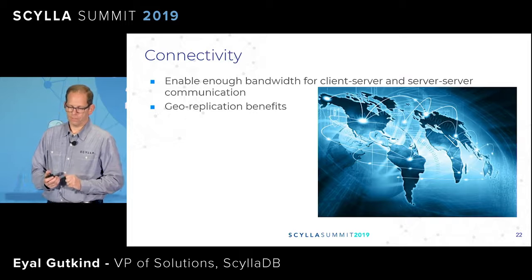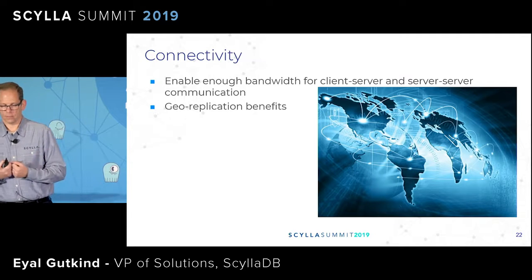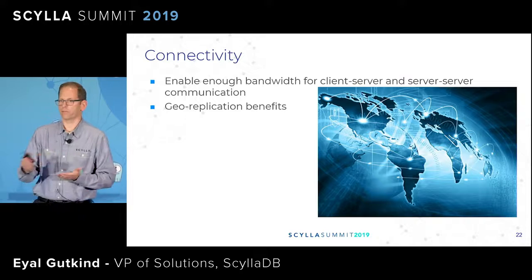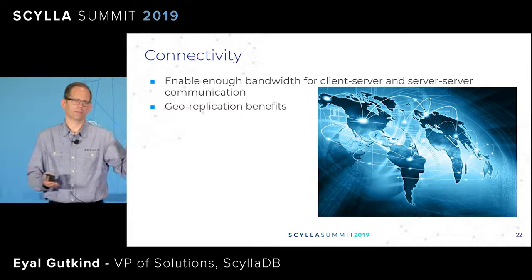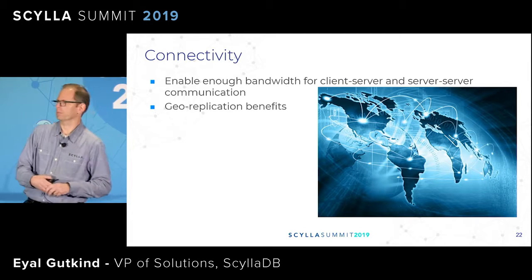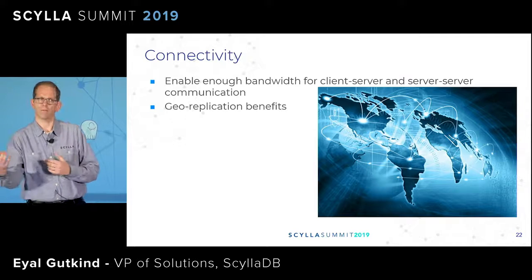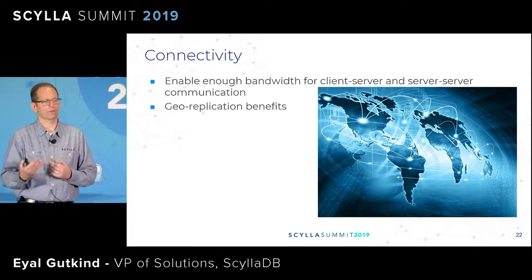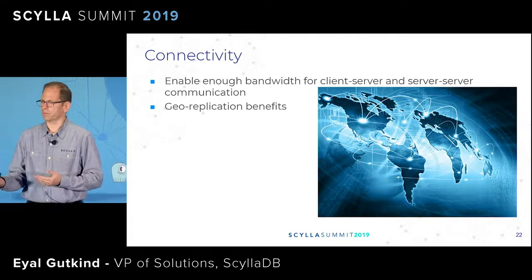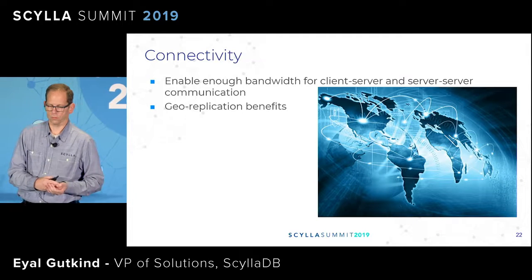Again, on connectivity, please also enable client to server. Most people say, hey, my client is sending 30 megabytes per second. Not a problem. But there's something you have to think about beyond that. What happens if a node fails? We have to rebuild it. Again, we will use that network.